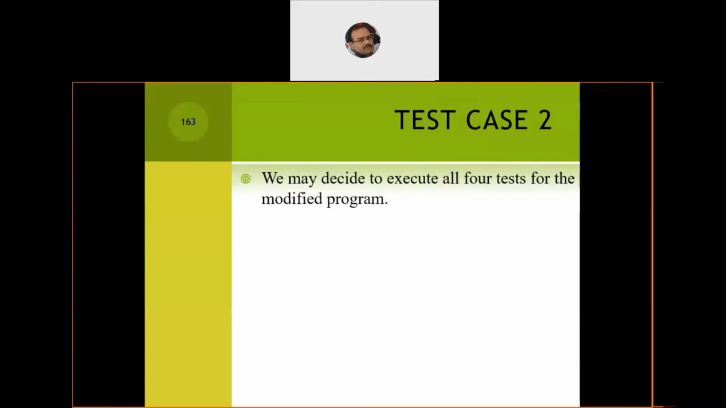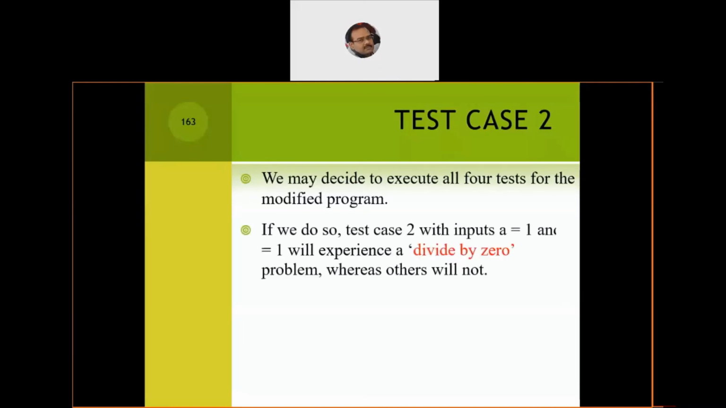Now in this kind of code, test case 2, if you see, we may decide to execute all the 4 tests for the modified program. So again, the choice is ours. But there's something specific in test case 2. If we do so, test case 2 with inputs a equal to 1 and b equal to 1 will give us a divide by 0 problem.